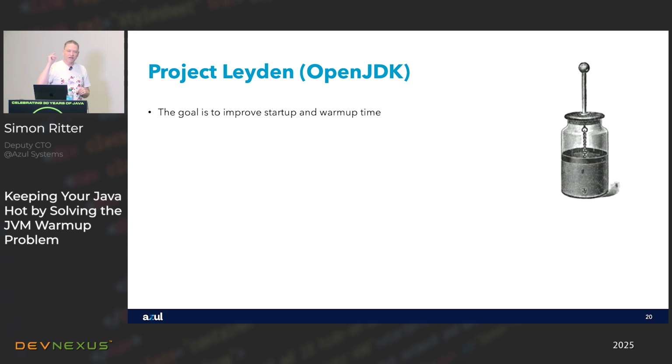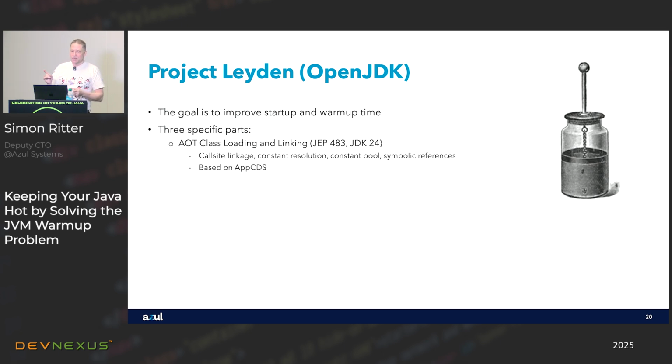Now, Project Leiden is part of OpenJDK. This has been around for a couple of years now, and it's a project which has the goal of improving startup and warm-up time. And they've been looking at three specific things. First of those is ahead-of-time class loading and linking. And this is JEP 483, which will be included in JDK 24, which I think is coming out next week. Yeah, probably next week, yeah.